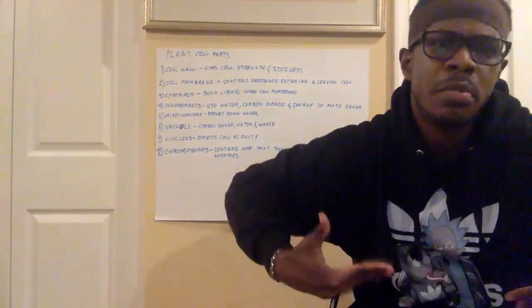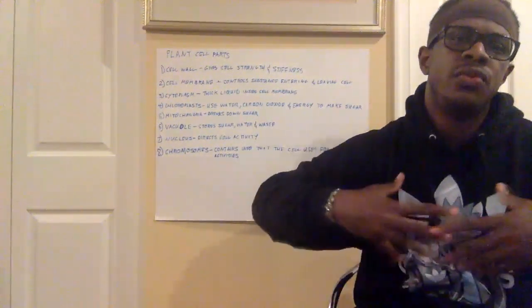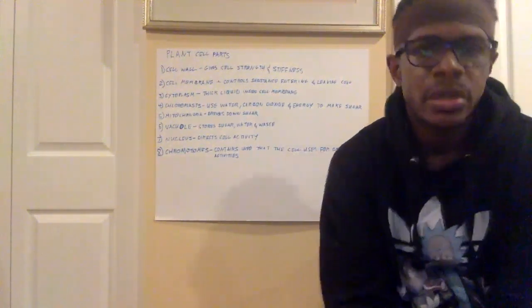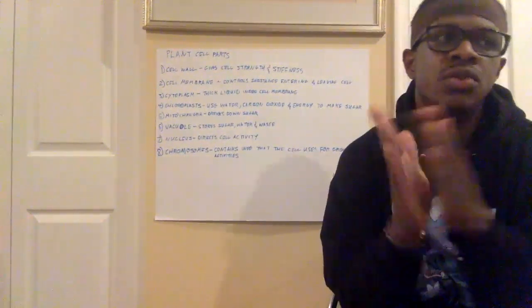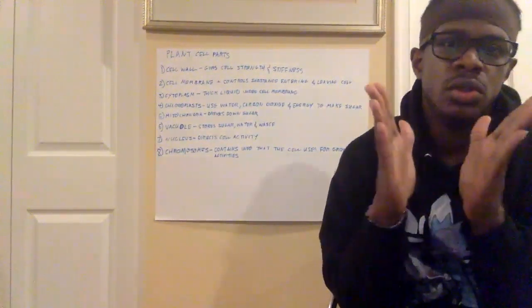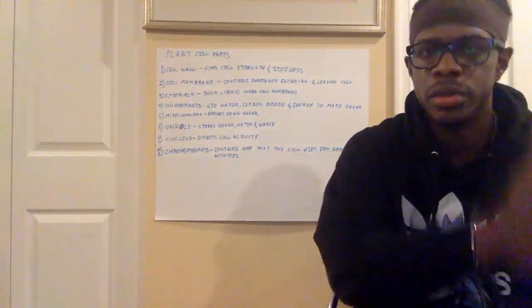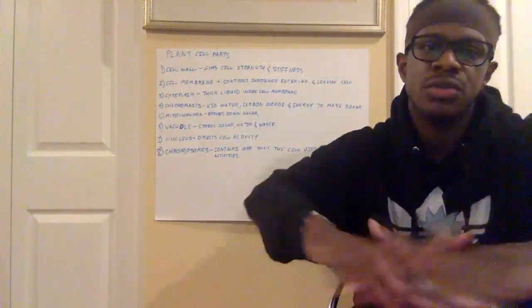I want you to think of the mitochondria like your stomach. Whenever you eat, it breaks down the food and converts it to energy for your entire body. So mitochondria breaks down sugar. The chloroplast changes carbon dioxide, water, and energy into sugar, and then mitochondria breaks down sugar.